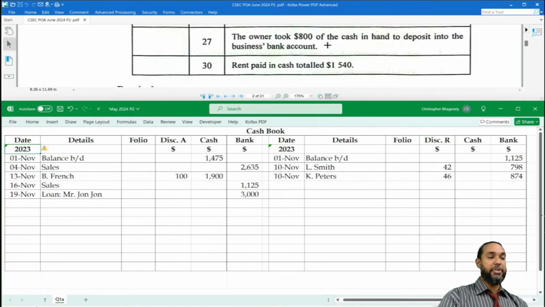The owner took 800 of the cash in hand to deposit into the business's bank account. Okay, so here you have money going from cash into bank. We call it a contra entry. So money is coming out of cash, so cash is decreasing. Cash is an asset. If it increases you debit, so if it decreases, you have to credit. So on the credit side, under the cash column, you're taking 800 out. Where's it going? It's going to bank. On what date? 27th of November.